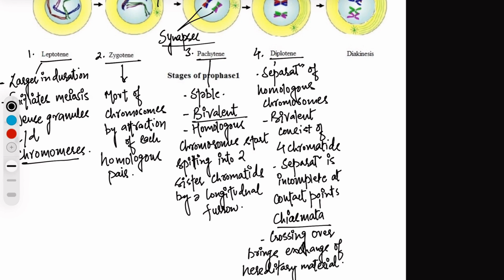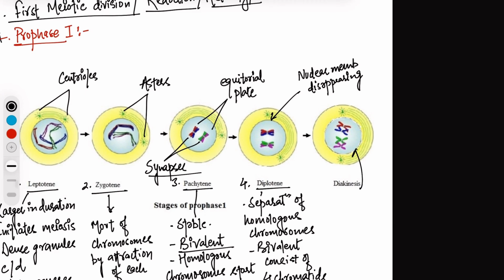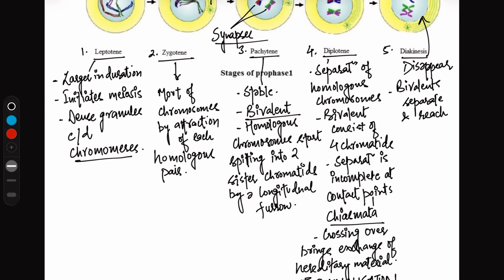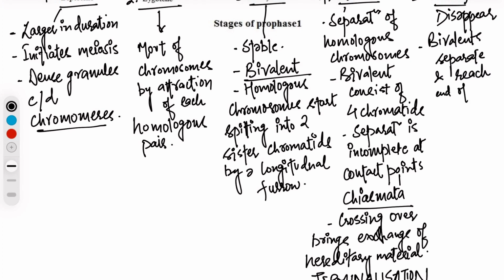Now chiasmata begin to move from the centromere towards the ends of the tetravalent and this is called the process of terminalization. Once the crossing over has brought exchange of hereditary material, then chiasmata brings about a process which is termed as terminalization. Last is diakinesis stage.